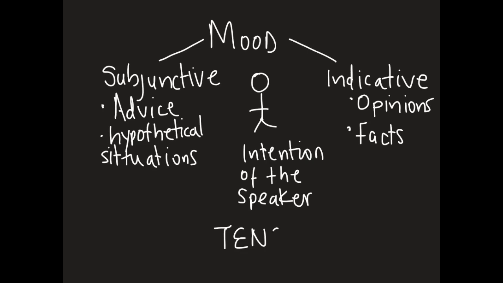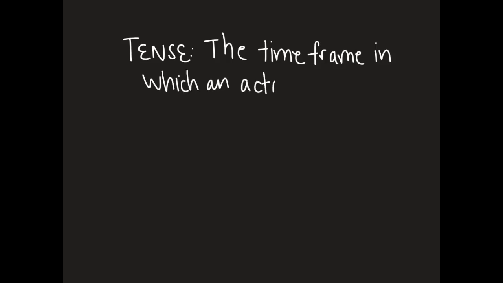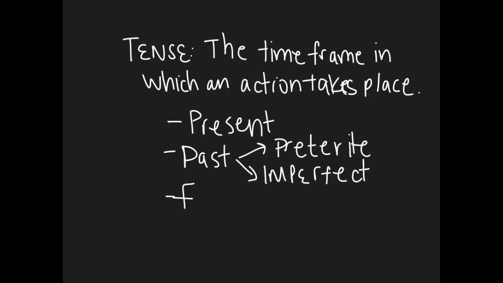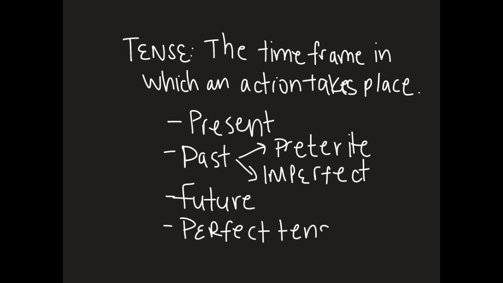Now, each of these moods have tenses. A tense is basically the time frame in which an action takes place. So far, we have learned about the present, the past, preterite, and imperfect, the future, and the present perfect. All these are tenses.